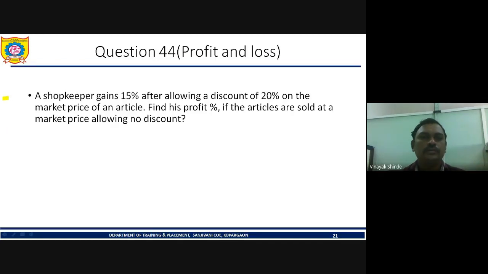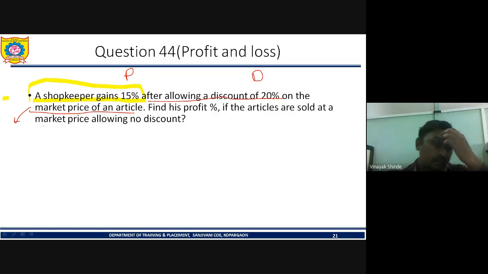So here, a shopkeeper gains 15%. So this is profit, write down. This is profit after allowing a discount of 20% on the market price of an article. So there is a market price, let's say the price written on that article. Selling price is the actual price by which we sell the article. So selling price is equal to market price minus discount, and that discount is always calculated over the market price.